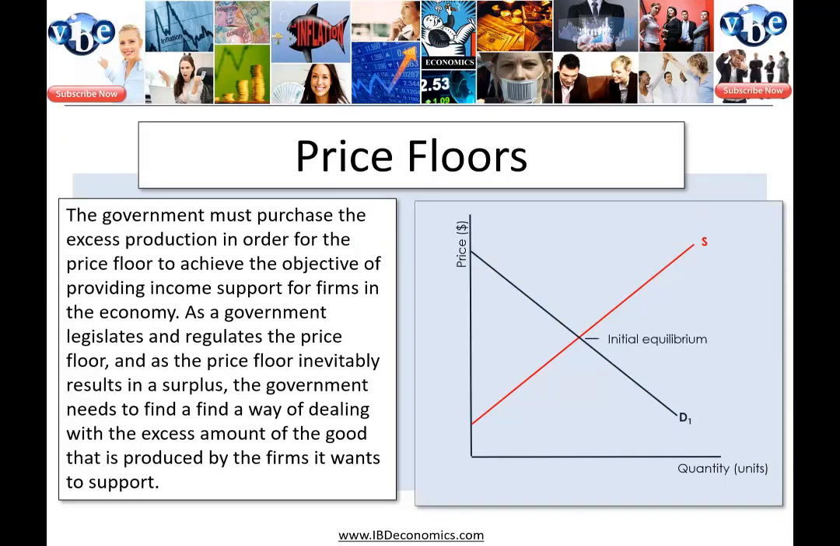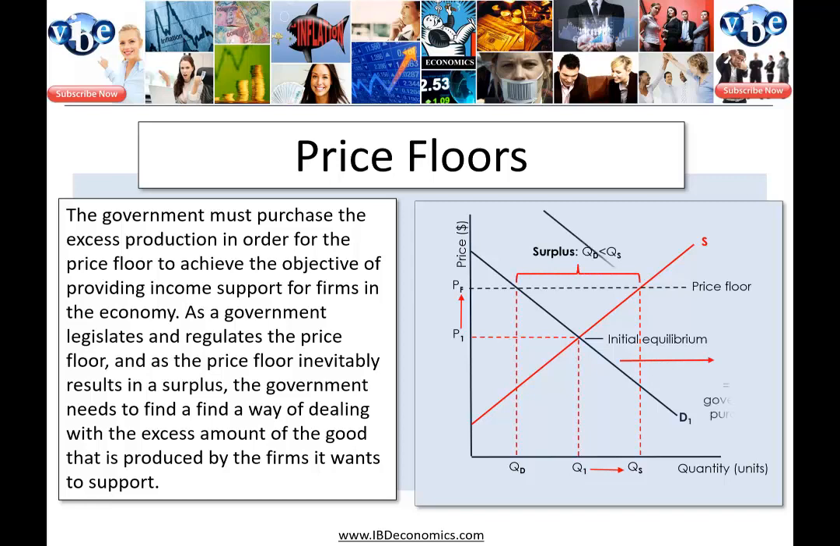Now, so there's a surplus. What happens to the surplus? Well, the government implemented the price floor, and the government must purchase the excess production in order for the price floor to achieve the objective of providing income support for firms in the economy.